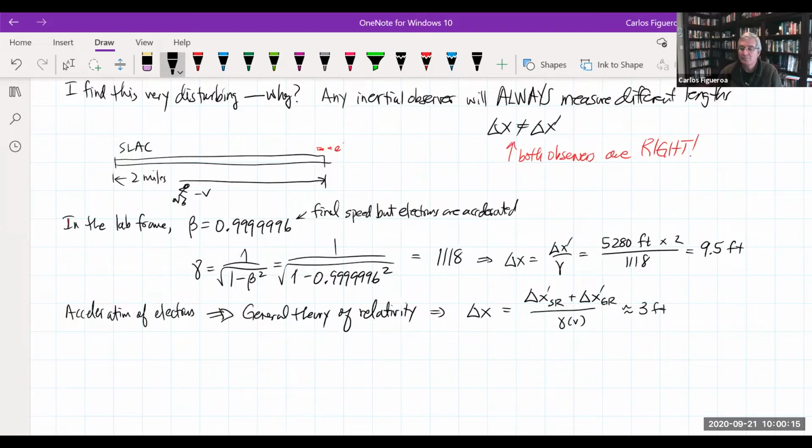Space and time measurements are what? They have no objective reality. Different inertial observers measure different space intervals and time intervals. By me saying that the accelerator is really 2 miles long, I am violating the principle of relativity. I'm saying that my frame of reference is the right frame of reference. It's not the right frame of reference. If you're in an inertial frame of reference, all measurers are correct.